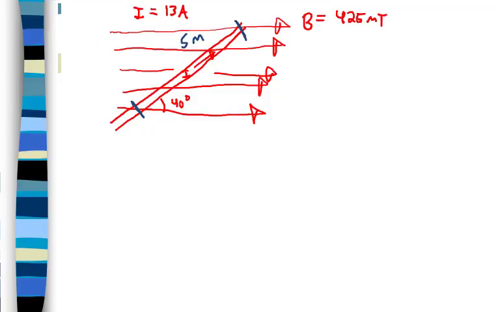So let's take a look at this situation where we have a 5-meter long wire exposed to a field that's 425 millitesla, and the current is 13 amps. So why don't you go ahead and try this one and calculate it and use the right-hand rule to figure out the direction of the force, and when you're ready to check, you can hit play to continue.